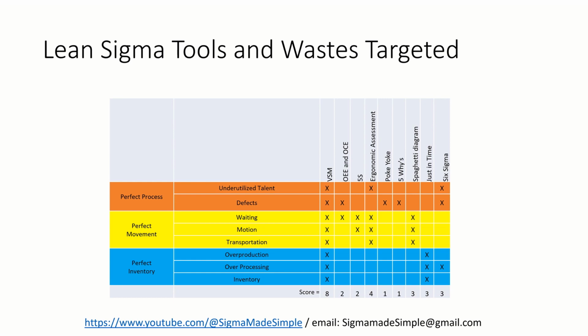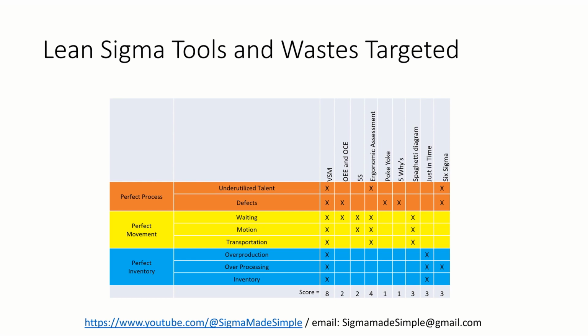So here's a matrix showing what tools impact what wastes. Note that the VSM can affect the most wastes with a score of 8. Scores are at the bottom. You get OEE and OCE when you do a VSM, so that makes the VSM even more powerful. 5S is the next most powerful tool, even though it affects 2 areas. It also incorporates ergonomic assessments, which means 5S and ergonomic assessments together impact 4 wastes. The other tools are powerful as well, but they target a smaller set of wastes.